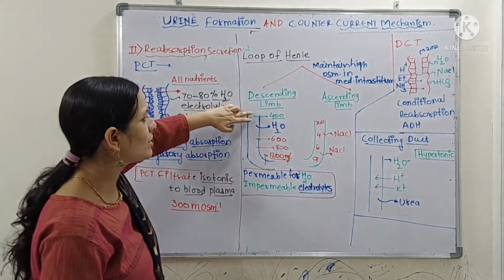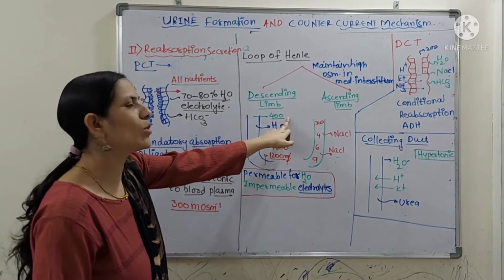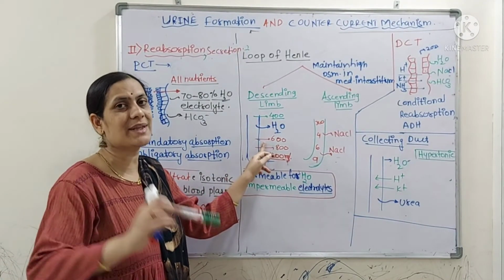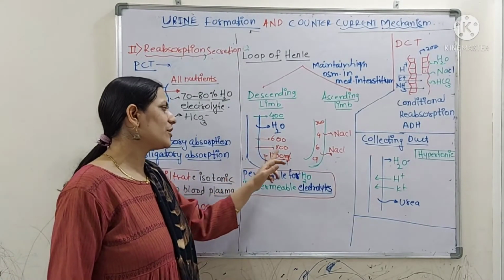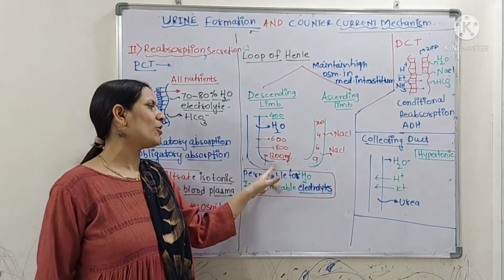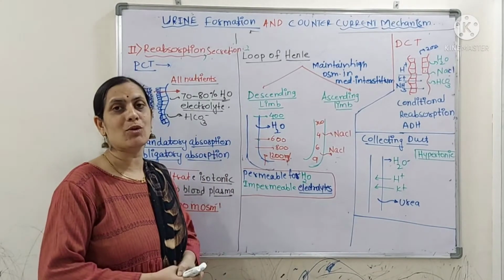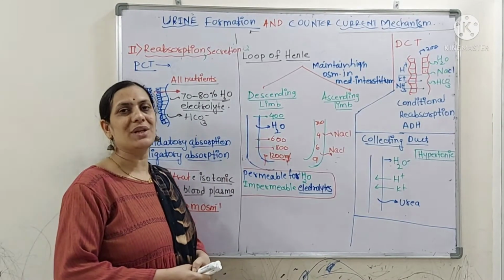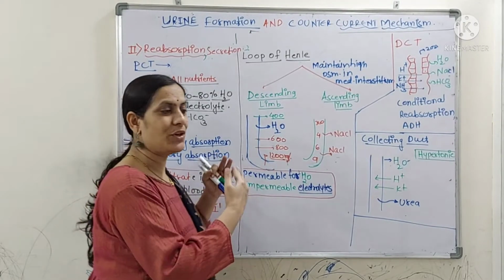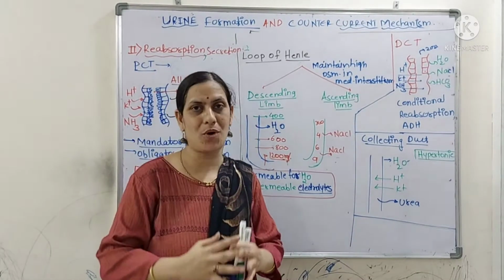Here I have written the values. You will get 400 milliosmol, then it becomes concentrated as water is absorbed, then 600 to 800, and at the end of the descending part of the loop of Henle it becomes almost 1200 milliosmol, highly concentrated. Now from here this filtrate will ascend in the loop of Henle.